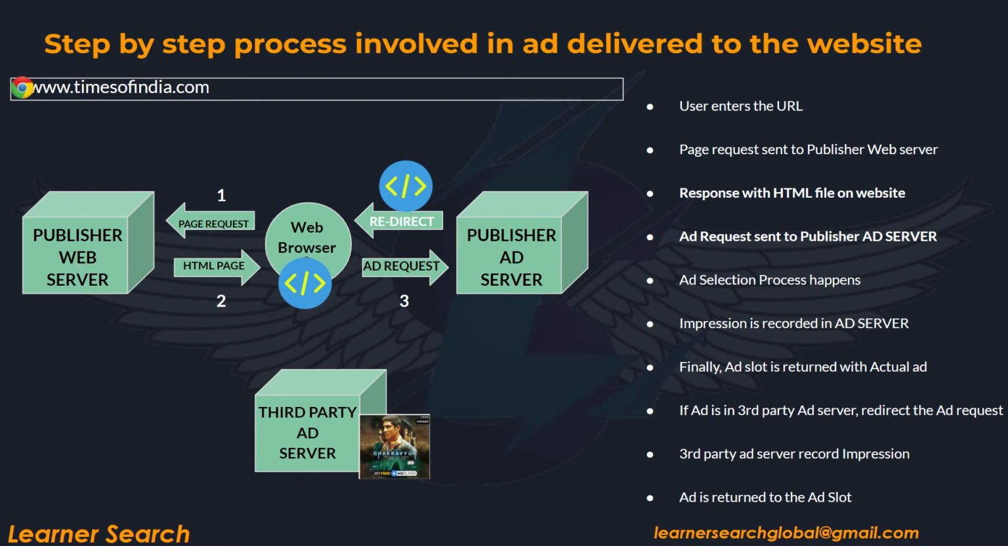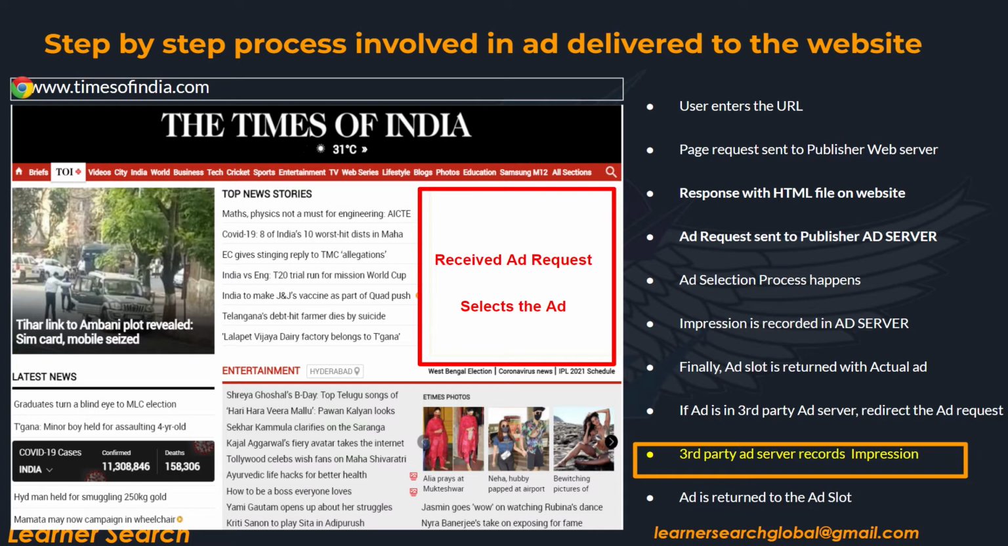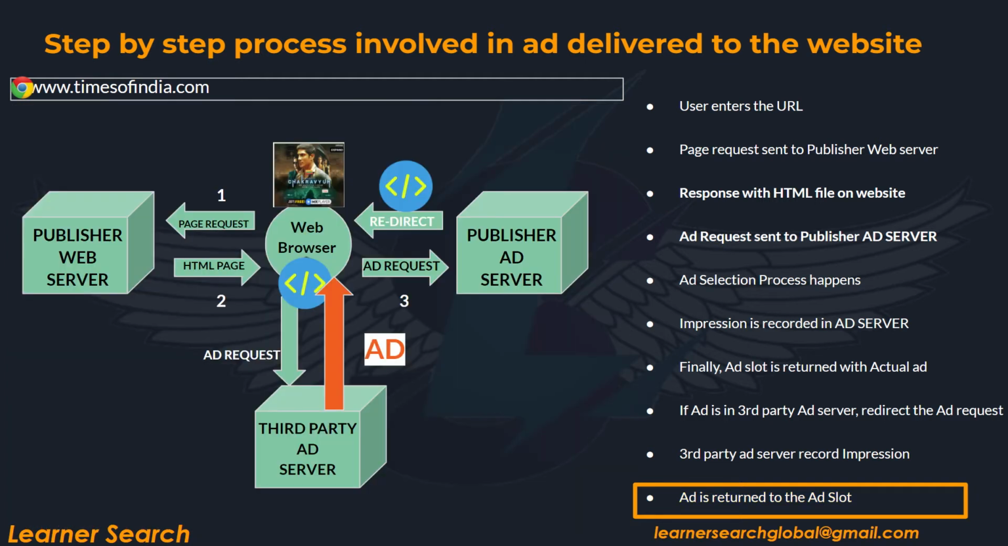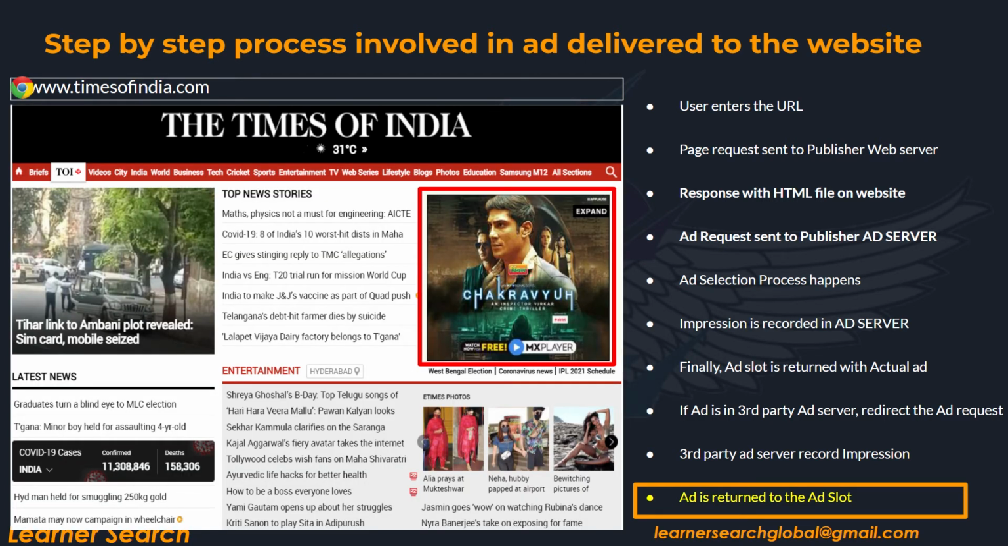Then this third-party ad server receives the redirected ad request. By matching ad request details, requirements, targeting options, etc., it selects the best ad. The third-party ad server records the impression. And then the original creative is sent back and delivered to the publisher ad inventory. The whole process takes milliseconds and is done automatically without the involvement of people in selecting or serving ads.